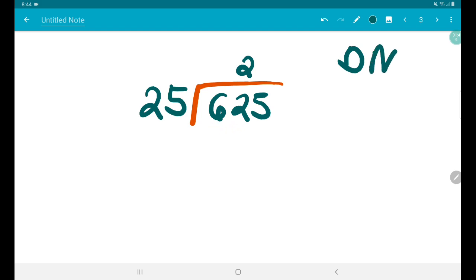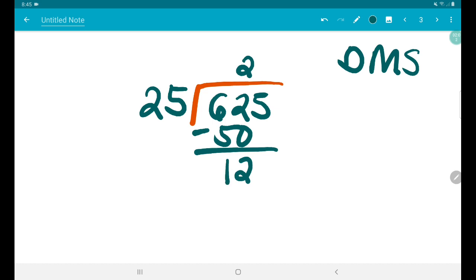And then, multiply ka na ngayon. So, 2 times 25 is 50. And then, subtract. So, 2 minus 0 is 2. 6 minus 5 is 1. Okay? Next, bring down. So, bring down 5.